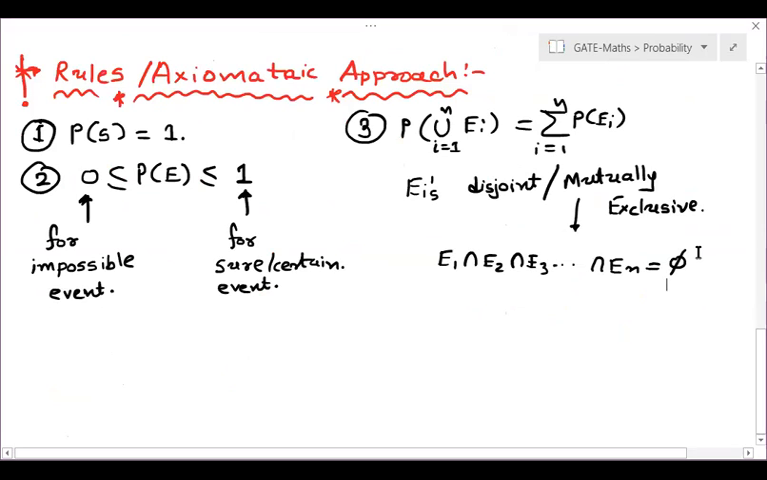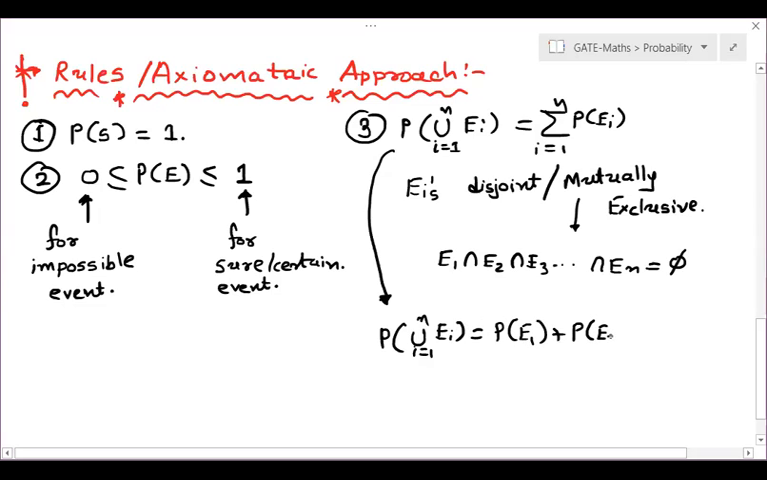And sigma means addition, so I can write this in another manner as well. The probability of the union of all the events from 1 to n, if all events are disjoint or mutually exclusive, is directly the sum of the probability of E1 plus E2 up to the probability of En. So it is sigma of probability of E1 to En. Is it clear?